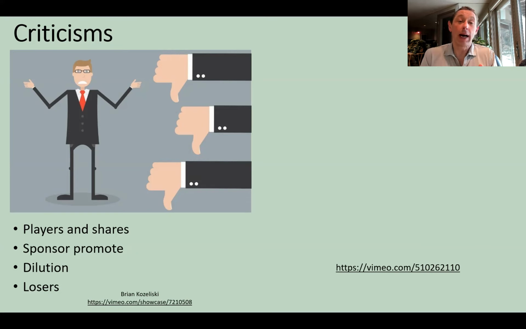So that's number one. There's what's called a sponsor promote in there, which is really just some icing on the cake for the sponsors. You as a SPAC investor are essentially eating all of the dilution associated with all these players. And ultimately, even if these go through, these SPACs tend to be much worse than traditional IPOs. So again, you can watch that whole video there. But in general, the SPACs aren't that interesting.